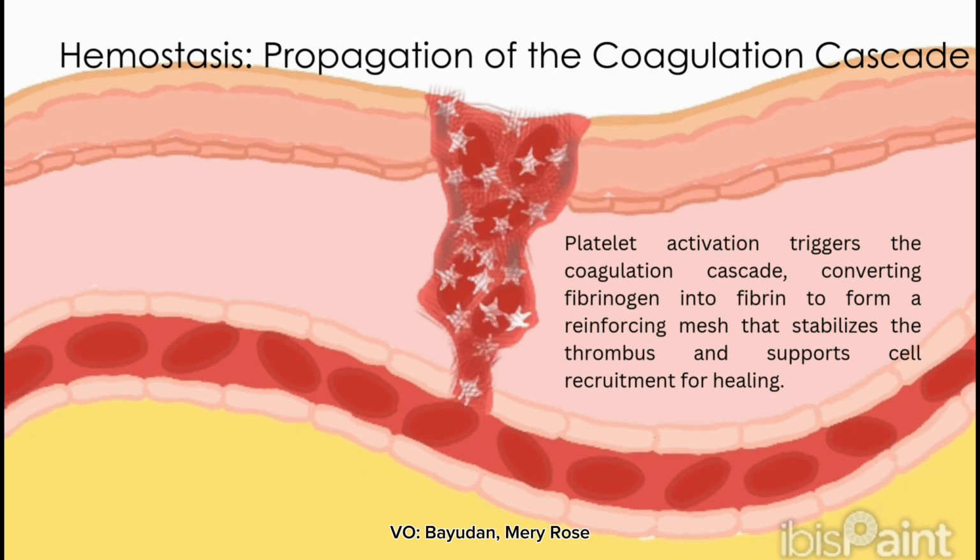The propagation of the coagulation cascade amplifies the clotting process. When platelets are activated, they initiate a series of biochemical reactions that lead to the activation of coagulation factors. These factors work together to convert fibrinogen, a soluble protein, into fibrin, an insoluble protein that forms a mesh-like structure around the platelet thrombus. This fibrin mesh reinforces the clot and helps to prevent bleeding. Moreover, the clot serves as scaffolding for the cells that will be recruited in the subsequent phases.